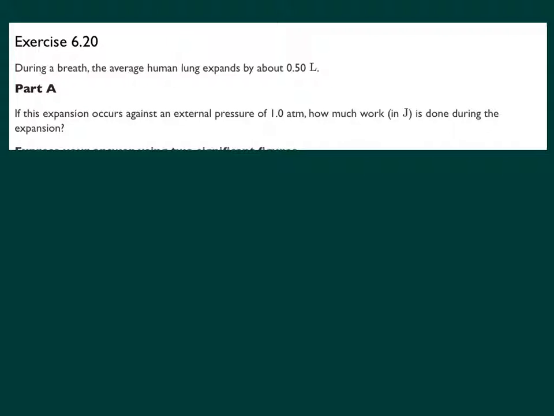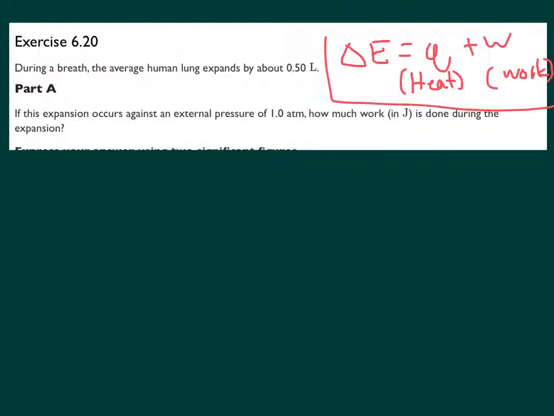During a breath, the average human lung expands by about 0.5 liter. If this expansion occurs against an external pressure of 1.0 atm, how much work in joules is done? All right, so what formula are we going to use, and what does this even mean? If you look back at the first question, we were dealing with energy equals Q plus W. Q stood for heat, and W stood for work. Now, do we have to use this entire equation for this problem? No, because it's only asking how much work is done in joules. So let's just deal with the work.